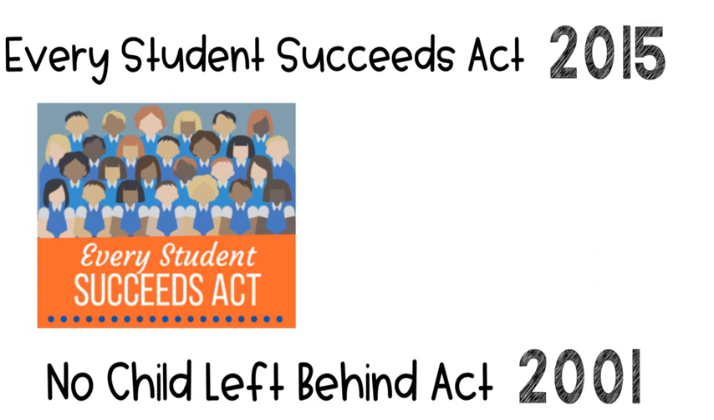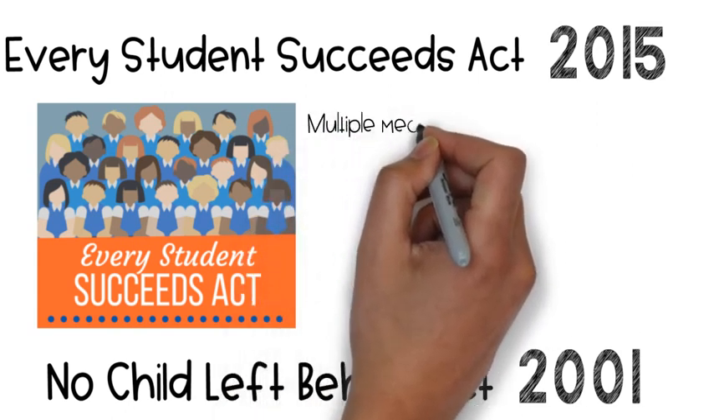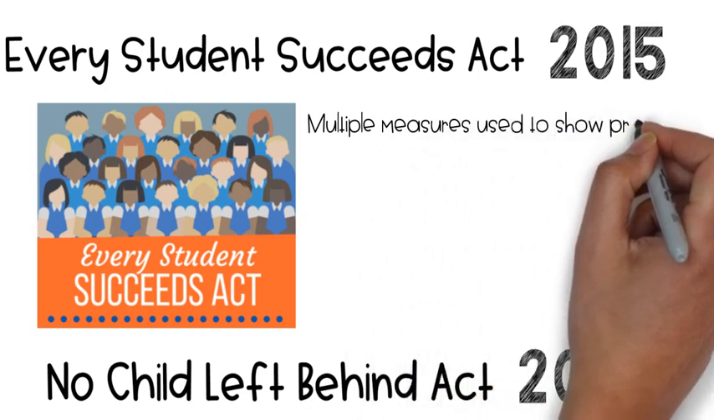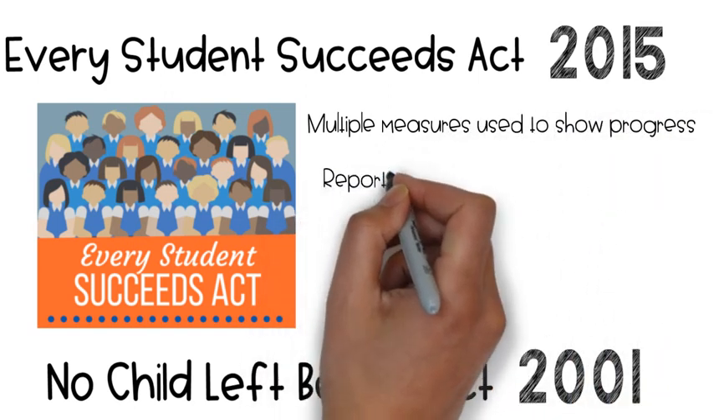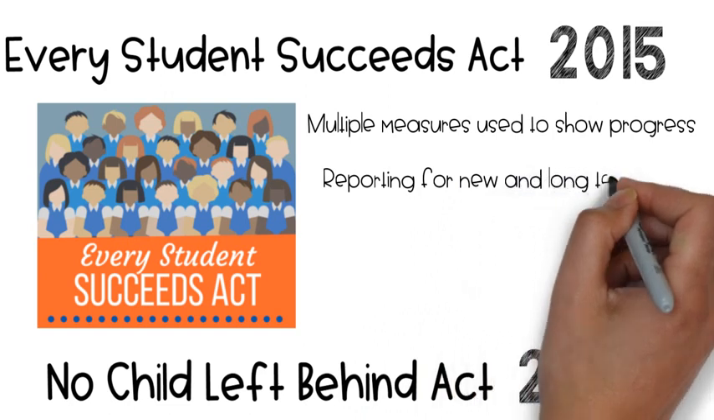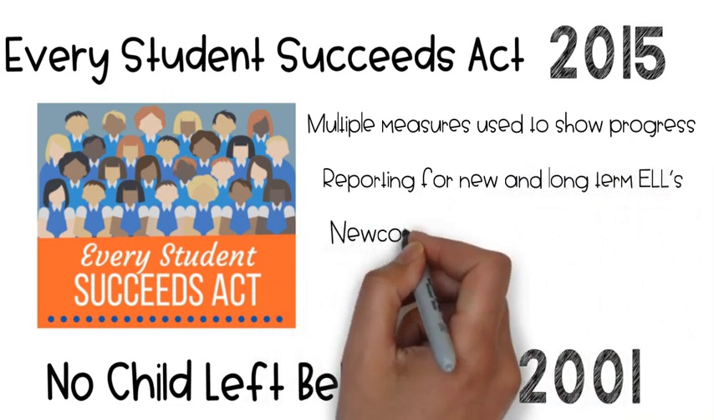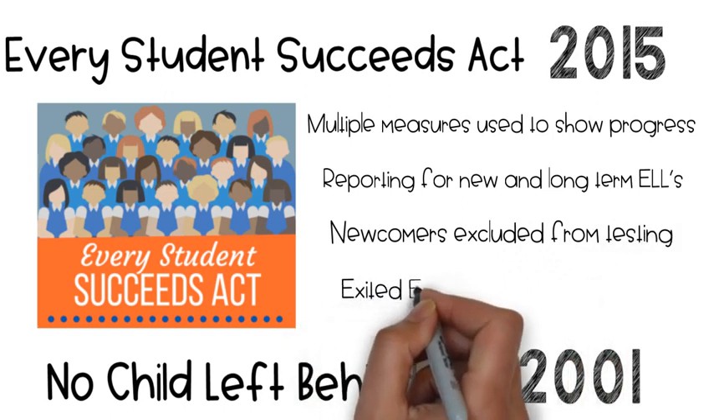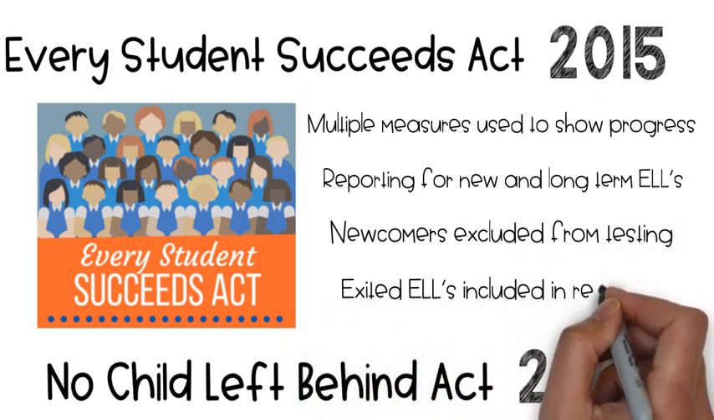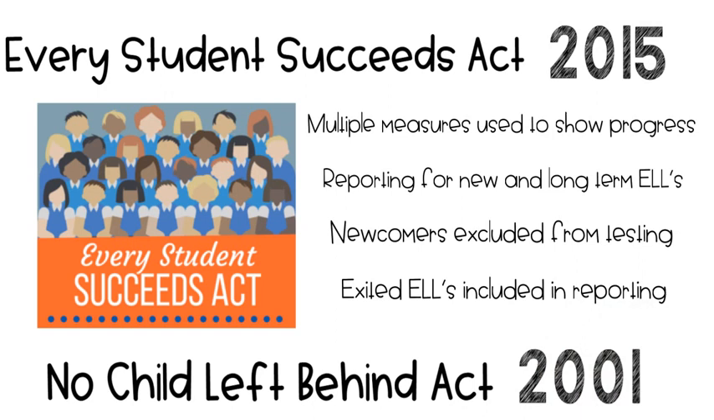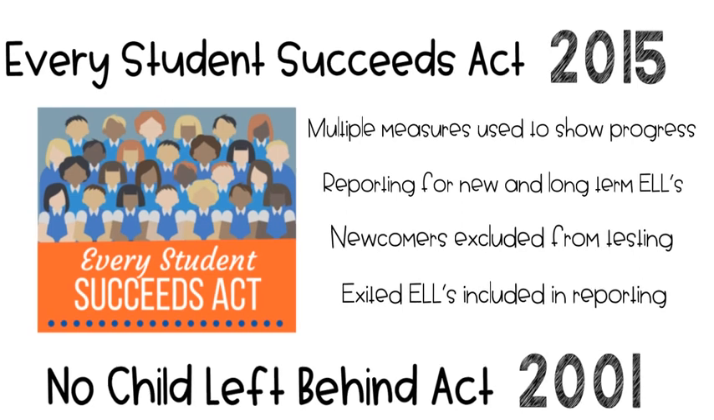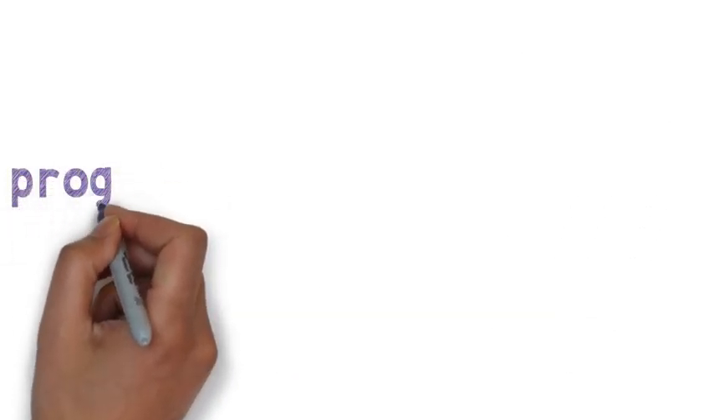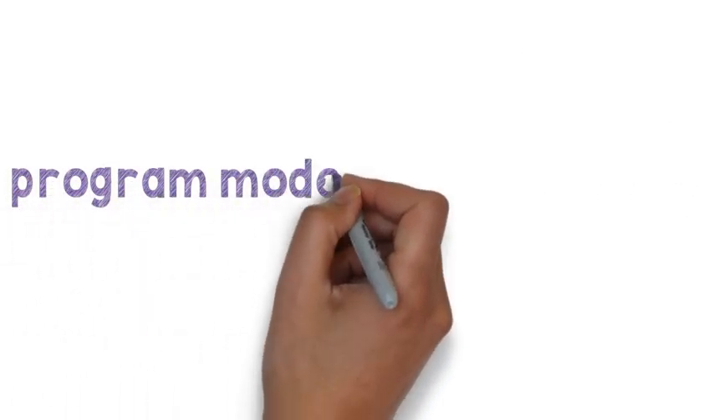The ESSA's goal has focused on fairness and accountability. Now, multiple measures can be used to show progress. Reporting now includes new and long-term ELLs. Newcomers are excluded from testing for a short time, and exited ELLs are now included in the reporting for 4 years. As our understanding of language acquisition and content achievement changes, and as the political climate of our country changes, so do the laws that support and ensure quality education for all students.